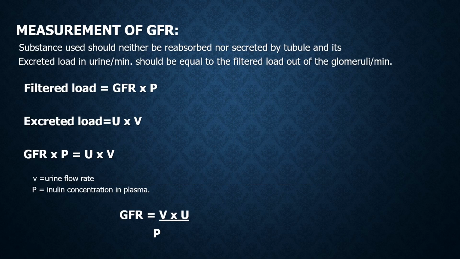The measurement of GFR is ideally done by a substance which is neither secreted nor reabsorbed, and hence its filtered load is equal to its excreted load. Filtered load is equal to GFR times the concentration of the substance in plasma, and excreted load is equal to the concentration of the substance in urine times urine flow rate. From this, GFR is calculated as urine flow rate times the concentration of the substance in urine, divided by the concentration of the substance in plasma.